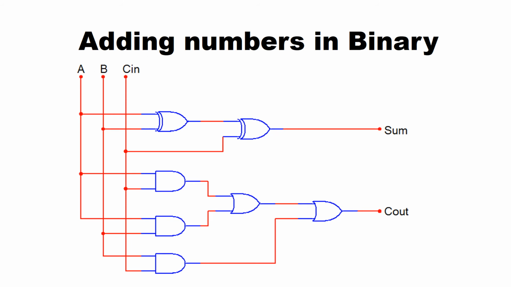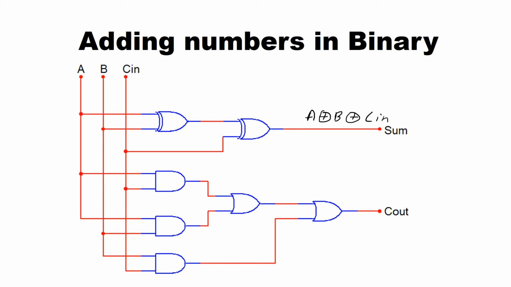So this is what the circuit looks like for adding 2 bits in a multiple bit addition problem. My sum is just the exclusive ORing. We looked at this already. It's A exclusive ORed with B, exclusive ORed with the carry in.